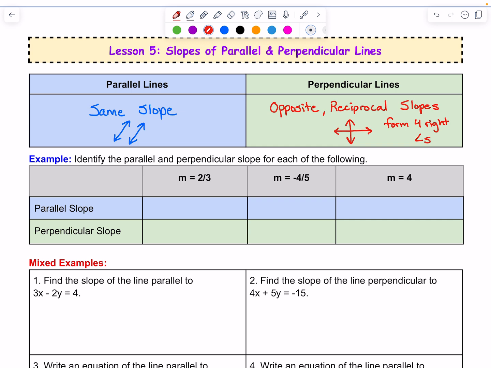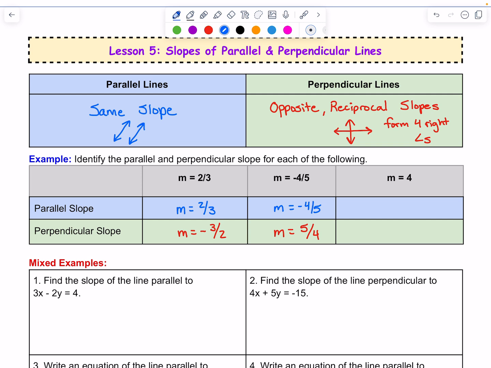So we're going to identify, in the first set of examples, the parallel and perpendicular slope for each of the following. In the first example, we have the slope of 2/3. So the parallel slope to that would be 2/3. But then the perpendicular slope would be the opposite, so it's negative, and then the reciprocal, so it's 3/2. In the next example, we have -4/5. So the slope parallel to that would be the same slope, but the slope perpendicular to it would be positive, and then the reciprocal, which would be 5/4.